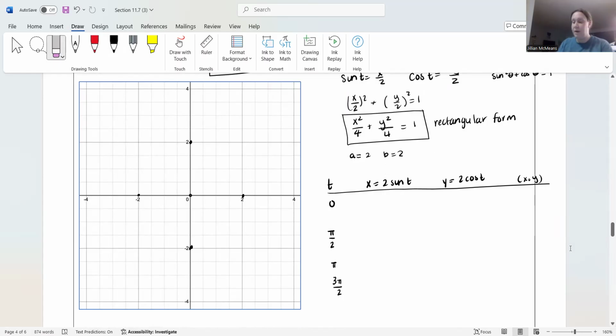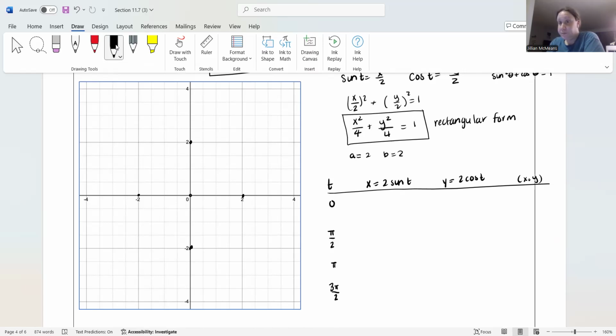Let me scoot this one down just a little bit so it's not quite so scrunched. Okay. So we're going to look for these really nice values for theta, which is really what our t is, because when you think of sine and cosine, your input is some angle. So we're letting t be some angle. We're choosing very specific values for t that are easy to work with. We want those zeros and those ones.